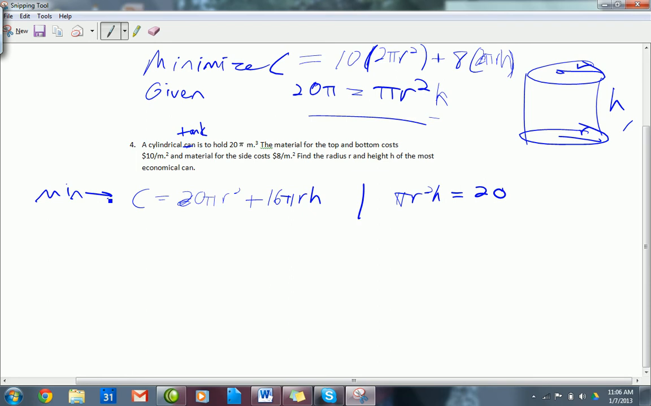Now, we can't minimize the cost yet because although we've quantified it, there are too many variables. There's r, h, and c for cost, or 3 variables. So it ain't a function. What we want to do is get rid of that h right here. All right, let's get rid of that.